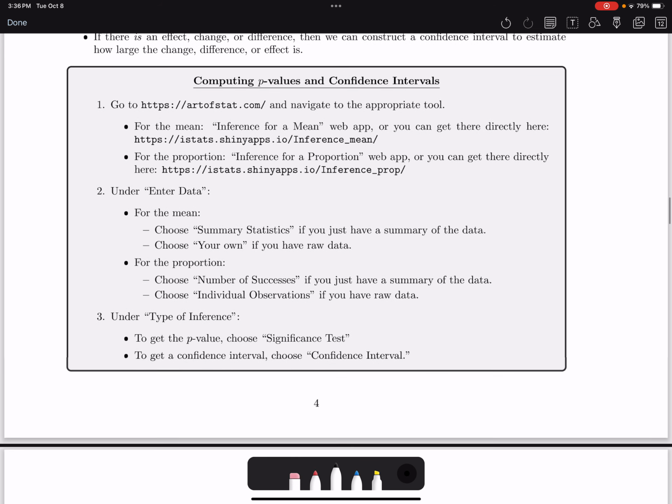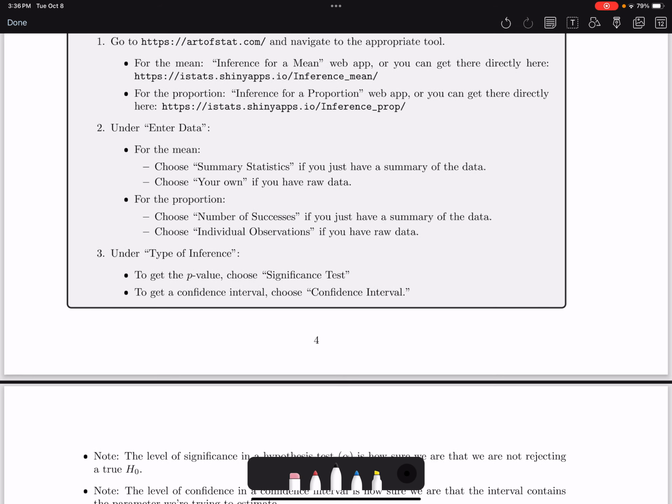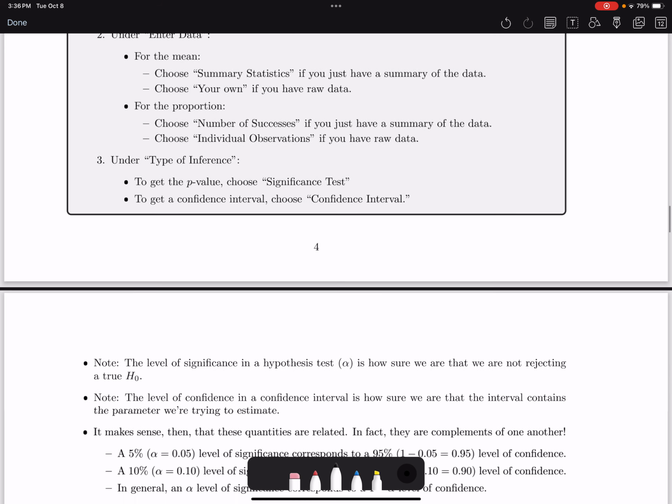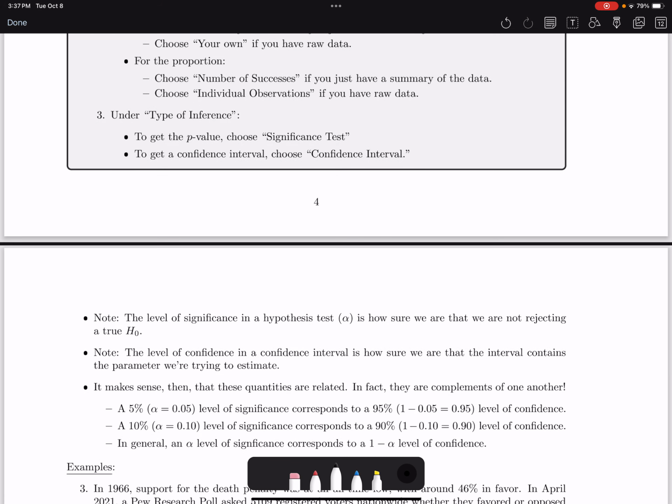Whether you're computing p-values or confidence intervals, you're going to use the appropriate app from artofstat.com. You could either just go to artofstat.com and find the appropriate tool, or you could use these links to get there directly. This one for the mean, this one for the proportion. Then you'll enter the data, either summary statistics or raw data if you have raw data. Under type of inference, if you want the p-value, you'll go to significance test. If you want a confidence interval, you'll go to confidence interval.